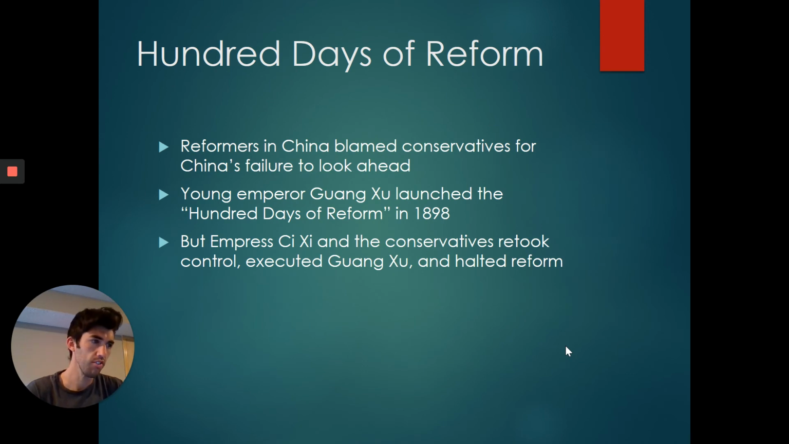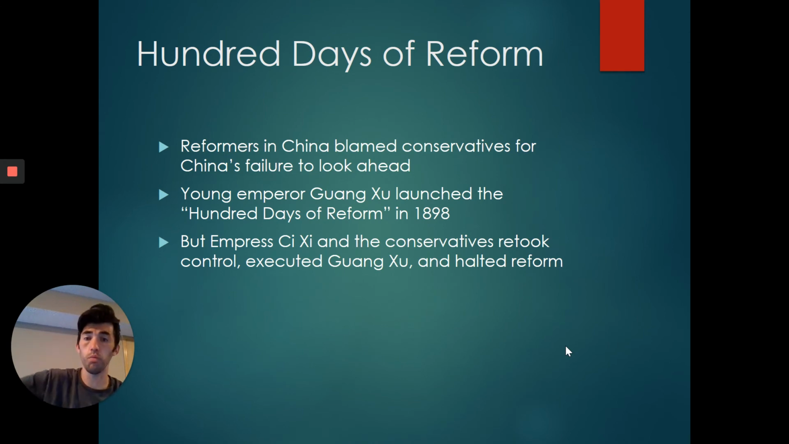So here we go. 100 days of reform. Reformers in China blame conservatives for China's lack of looking ahead. They're like, yo, y'all saw this. Y'all are crazy. Insanity is doing the same thing over and over again, the exact same way, but expecting a different result. They're saying you did the exact same thing over and over, hoping something different would happen. Well, nothing happened. So we need to look ahead.